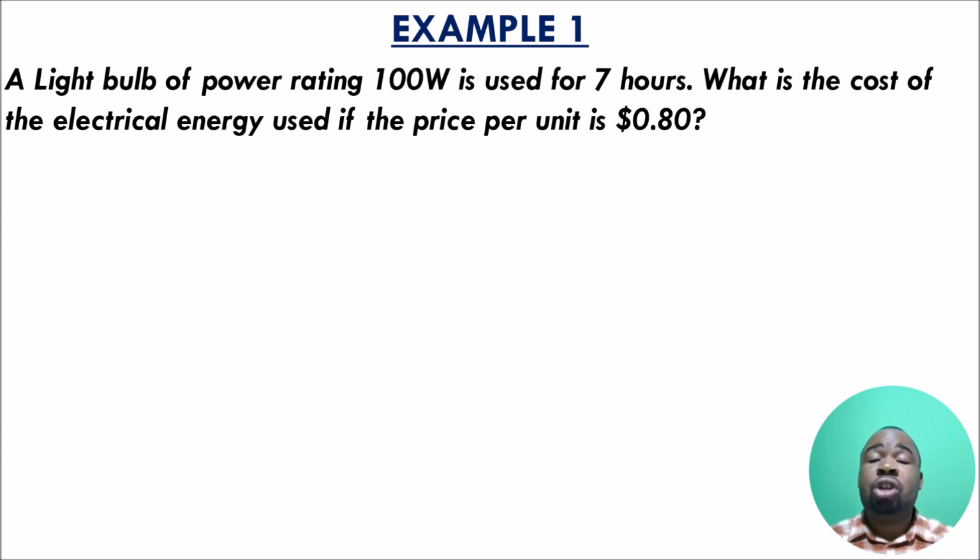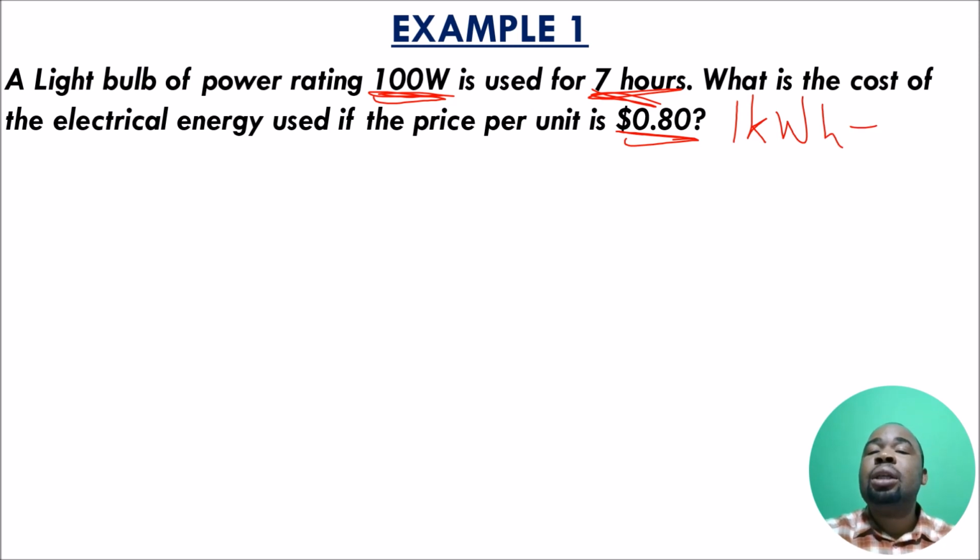Here is a question. A light bulb of power rating 100 watts, so we have power rated in watts, is used for 7 hours. What is the cost of the electrical energy used if the price per unit is 1 kilowatt hour equals 80 cents? So we want to find the cost of using this gadget for 7 hours.